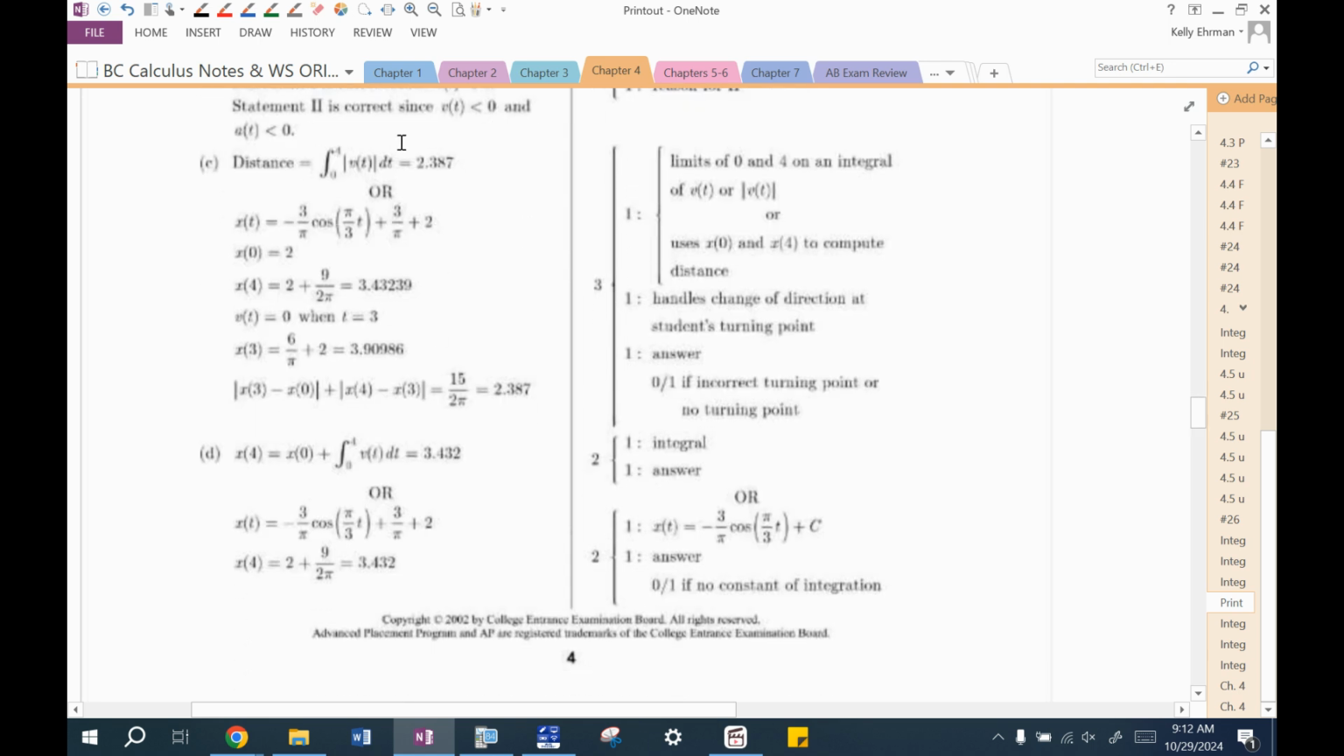Let's take a look at this one. The distance was 2.387. Look at this. This is all we had to do. And what do we get points for? We get points for limits of 0 and 4, so just literally setting that up correctly, and for having v of t with an absolute value, and that you're using x of 0 and x of 4 to compute a distance. So what does that mean? That just means, like, okay, you get 1 point for either doing it the easy way with the calculator or doing it the long way.